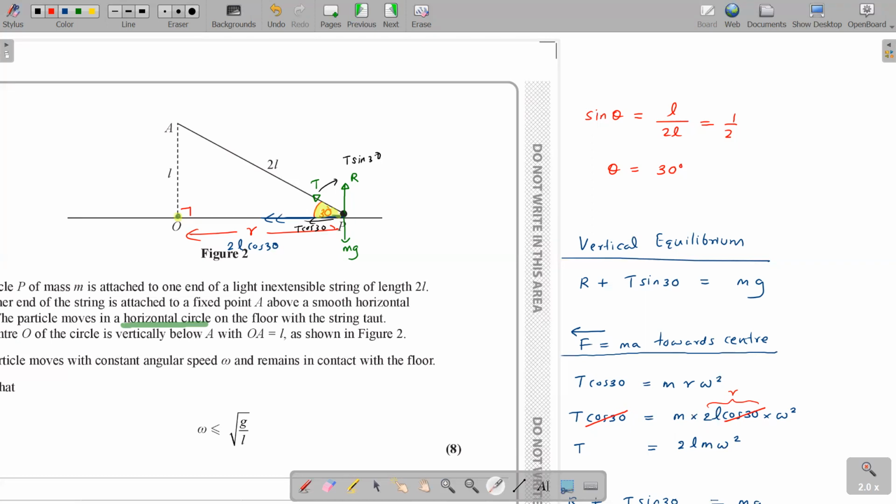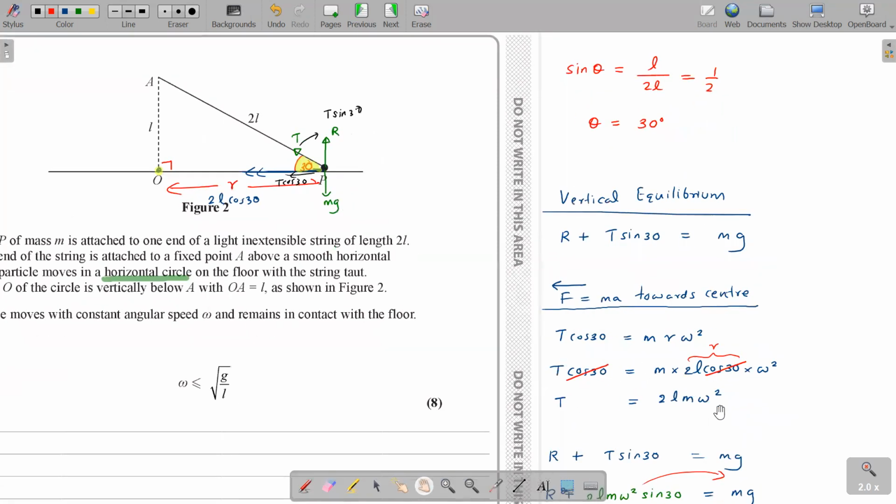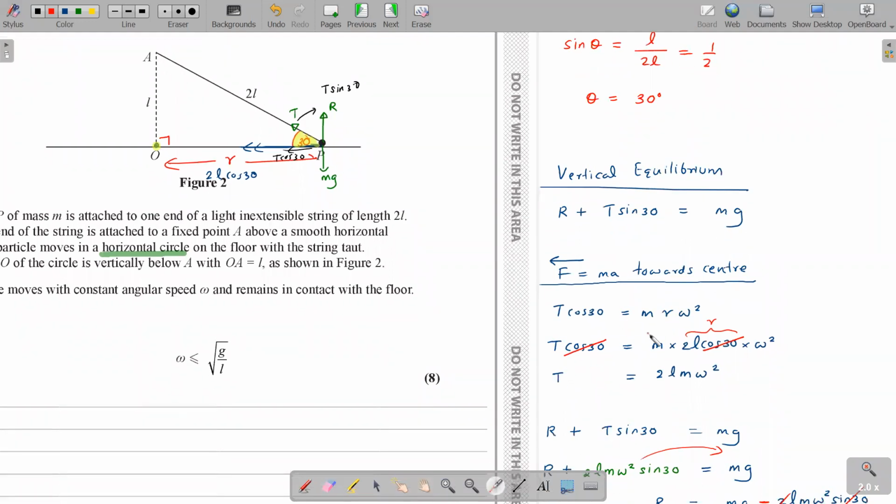So that's the tension. Then you can see I'm going to input the tension value back into the first equation, the vertical equilibrium equation. So R plus T sine 30 is equal to mg, and you replace the T value with 2L m omega square.